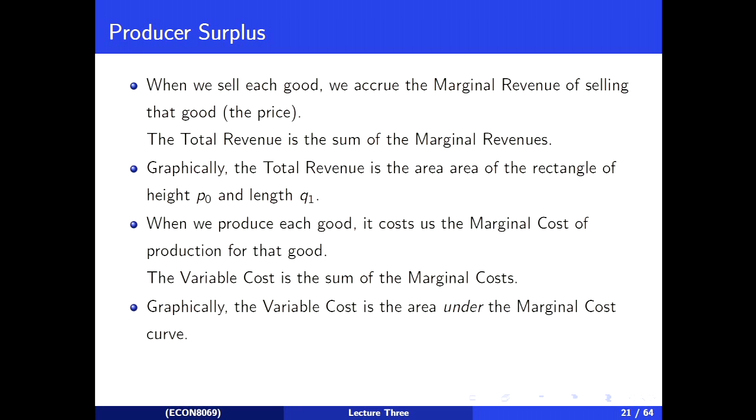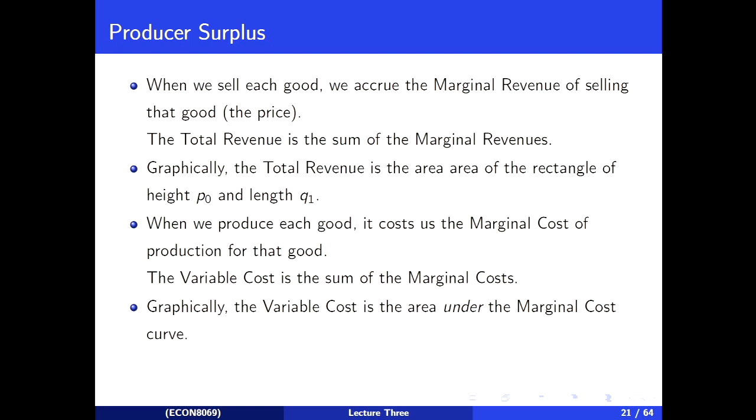Okay. Surplus. So now we can talk about producer surplus. When we sell each good, we accrue the marginal revenue of selling the good, obviously. That's our benefit. The reason we sell goods is to make that revenue, and that's just the price. Total revenue is the sum of marginal revenues, as is always the case.